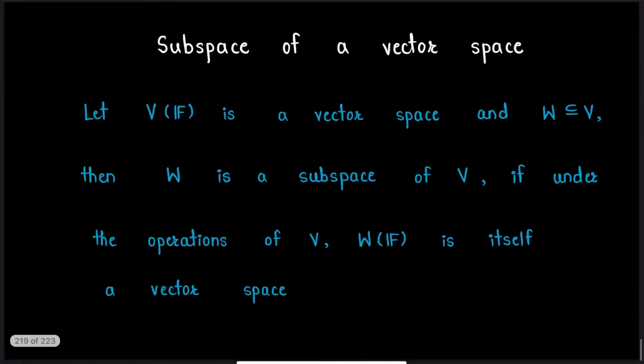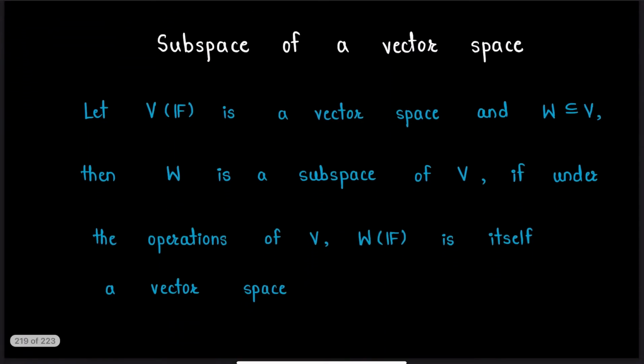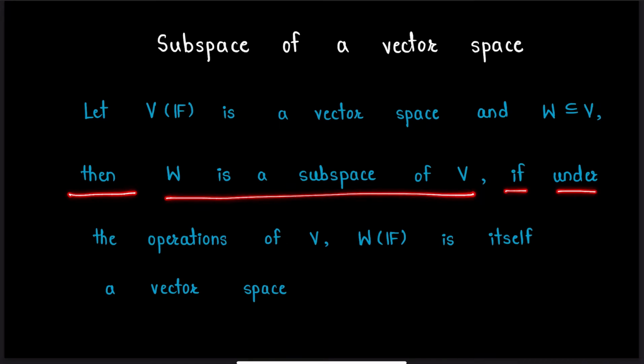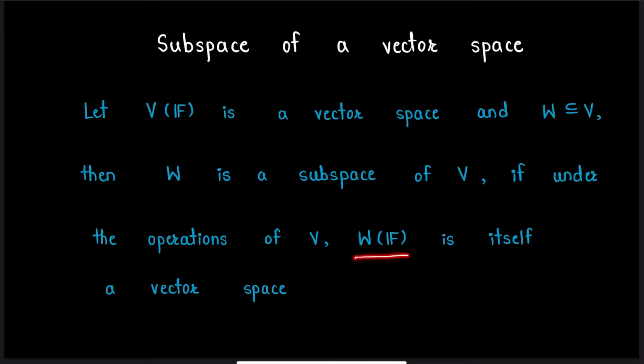Next is the definition of a subspace of a vector space. Let V over F be a vector space and W be any subset of V. Then W is a subspace of V if, under the operations of V, W over field F is itself a vector space. That is, any subset W of vector space V will be a subspace of V if W itself becomes a vector space over field F under the operations of vector space V. Now we are ready to prove the result.